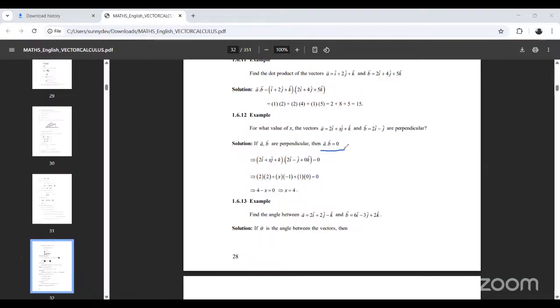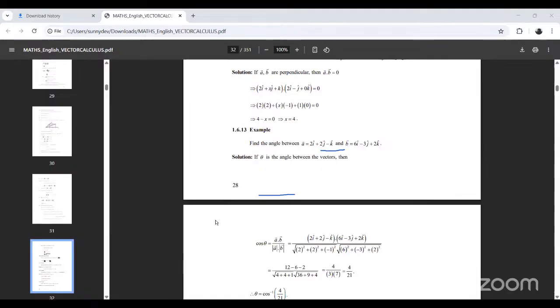So A dot B, no? This is A and this is B. The i coefficient becomes 2 into 2, 4. And j coefficient: x here, minus 1 minus x. But there is no k in B, so we take 0k. Now 1 into 0 becomes 0. Then 4 minus x equals 0. Then x equals 4. Okay, this is the one. Next.